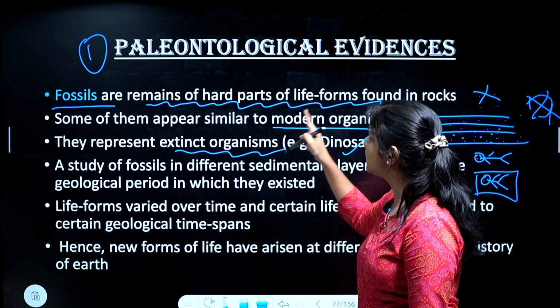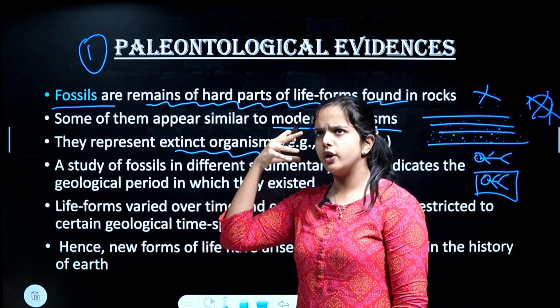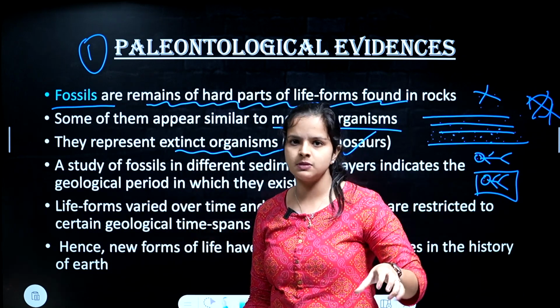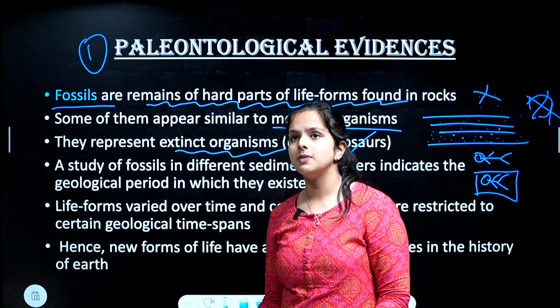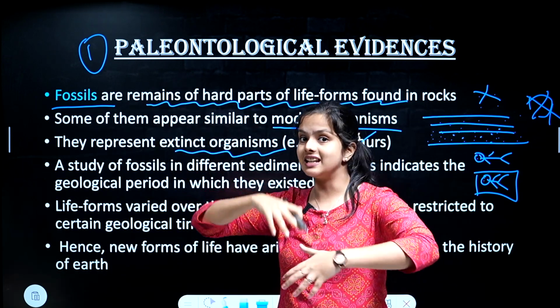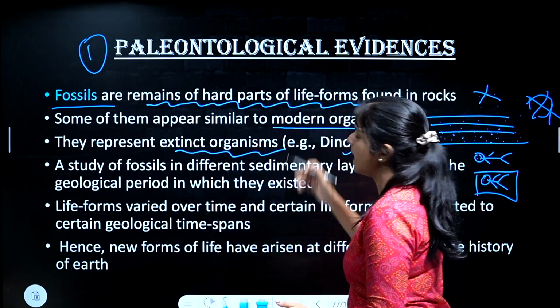Okay, so from this paleontological evidences, we realized that there were a lot of organisms that lived million years ago, which is similar to the organism that we see now. So these organisms evolved from the previous organism due to many reasons. Okay, so evolution is clearly proved with paleontological evidences.